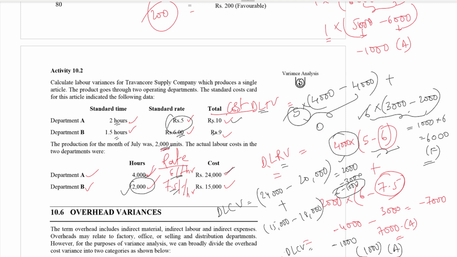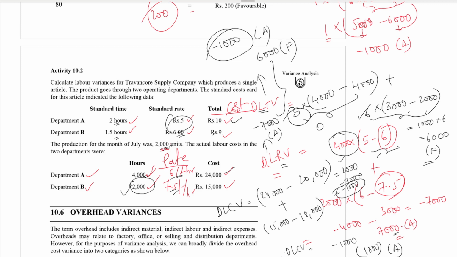Time changed only in department B and not in department A. We can verify this by taking the rate variance and time variance individually. Time variance is 6,000, a favorable scenario, and rate variance is negative 7,000, an adverse scenario. Put together, negative 1,000 is the total direct labor cost variance for the company, which is an adverse scenario for the company.